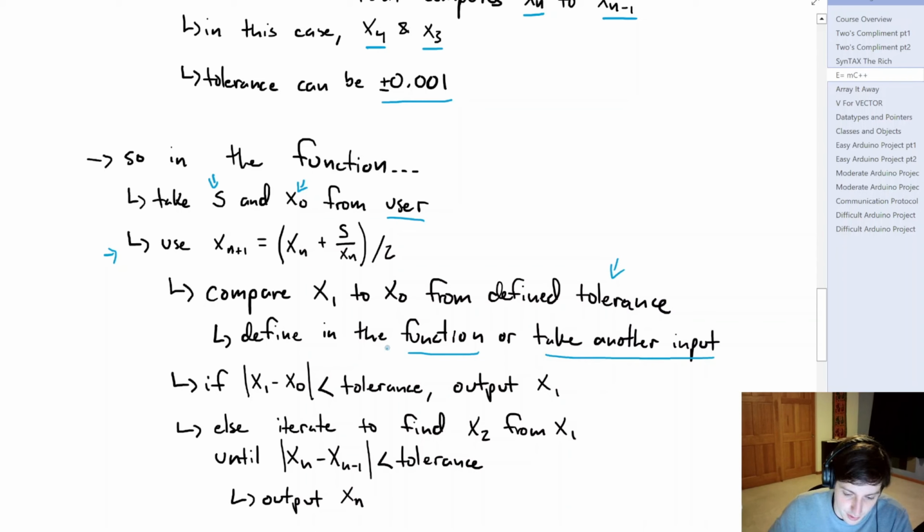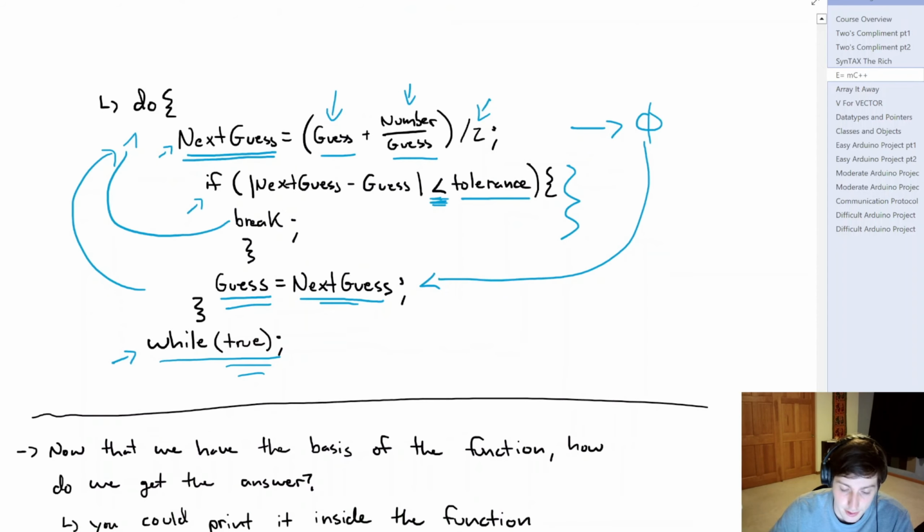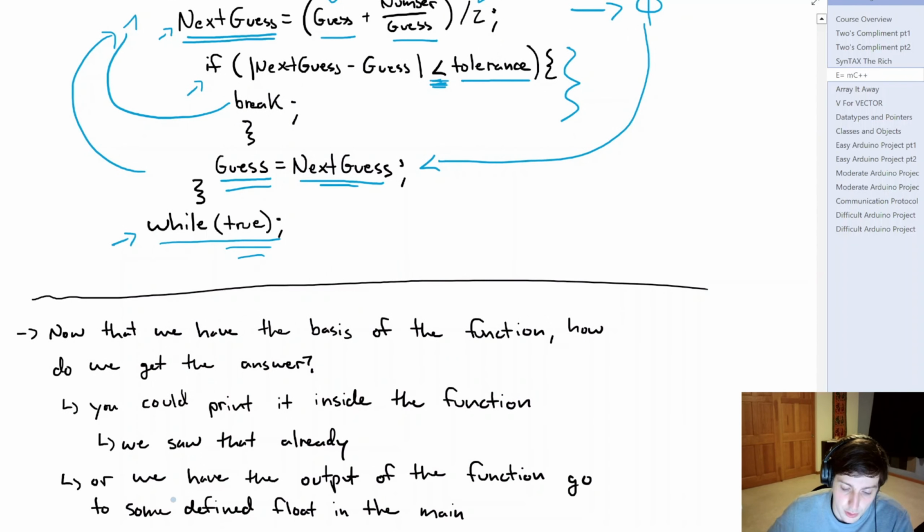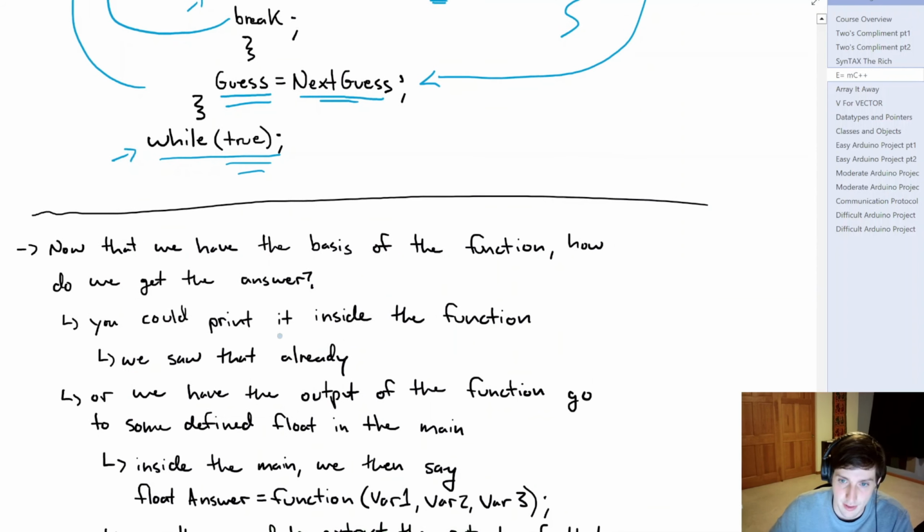In this case, we're just going to define it in the function, as we'll see once we get into Visual Studio again. And from the example earlier, we saw that you could print the answer inside of the function, or you could have that output of the function go to some defined data type. In this case, it would probably be a float, and that would go in the main. And inside of the main, how that would look, well, we would just define some float, and then we would have something called answer. It could be whatever you want to call it though. And that would be equal to the function that we call.